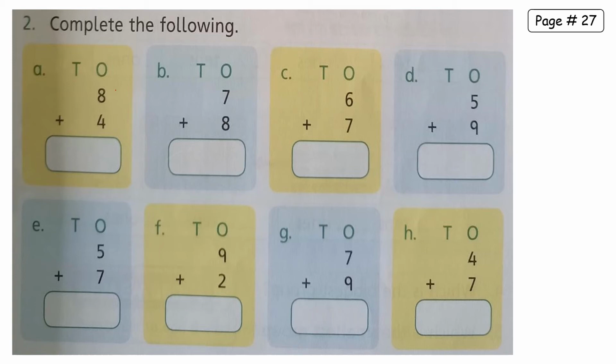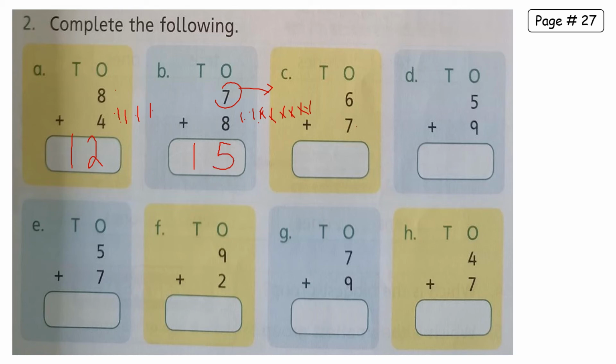8 plus 4 is, let's draw 8 lines here, 9, 10, 11 and 12. So it's 12. Now we will write 2 here and 1 here. Okay, now add this one. How many are 7 plus 8? Let's make 8 lines here and start next to 7: 8, 9, 10, 11, 12, 13, 14, 15. So what do we get? 15. We'll write 5 here and 1 in the tens column.